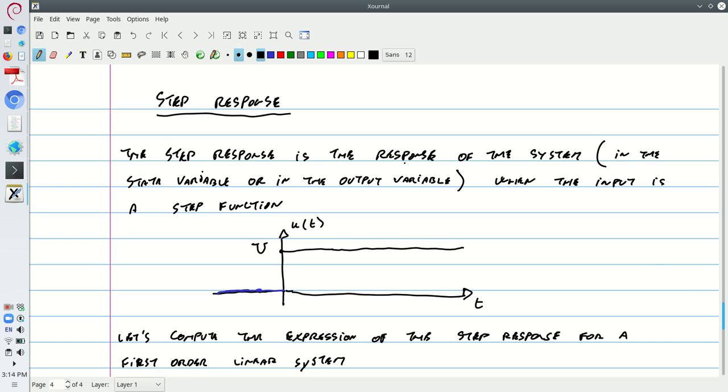Of course, I forgot it here, but for the step response we assume that the initial condition is 0.